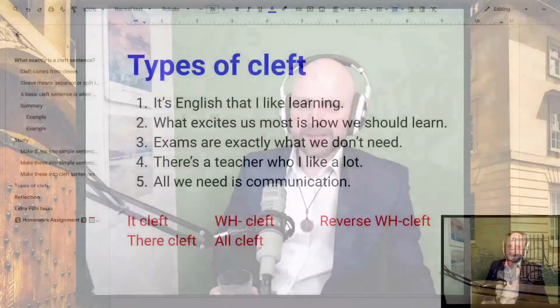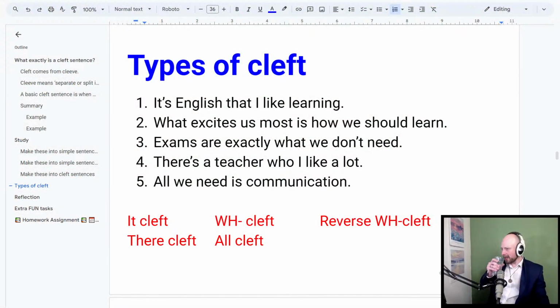Fantastic. So, as we've seen in the lesson today, there are 5 types of cleft sentence. Actually, there are 6, but the 6th type is a bit different, a bit weird, and not so useful. So let's forget about the 6th type and talk about the 5 in the lesson for today. Let me show you the types of cleft sentence that we saw in the lesson today.